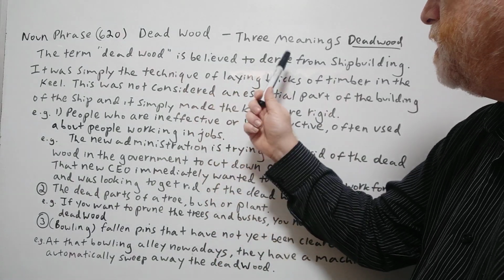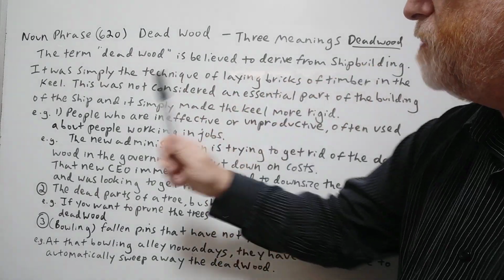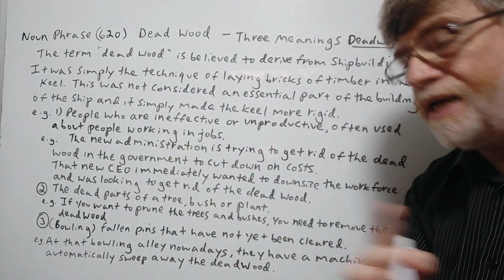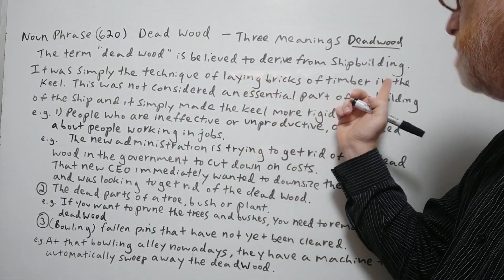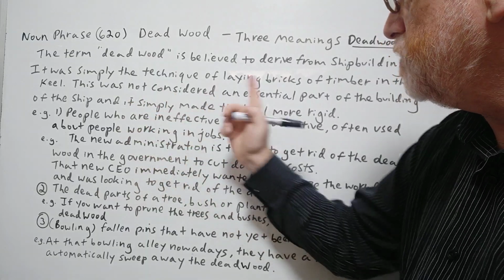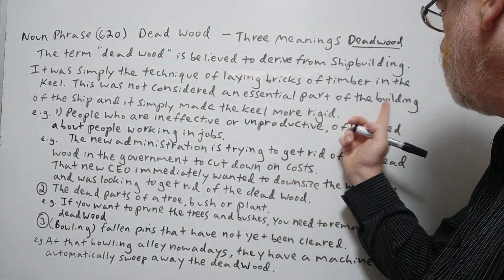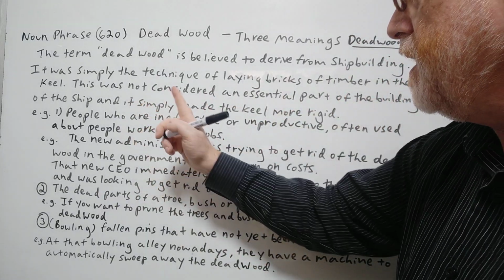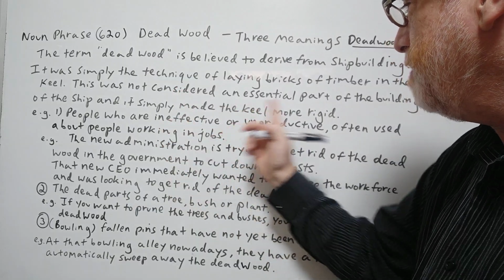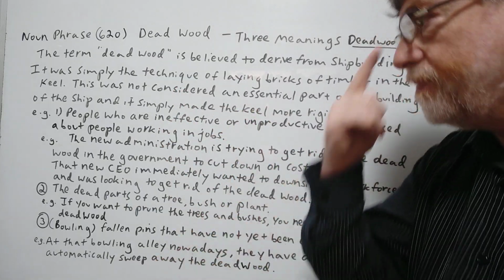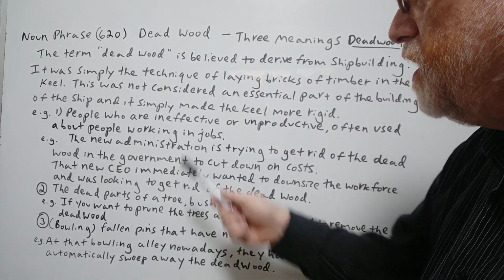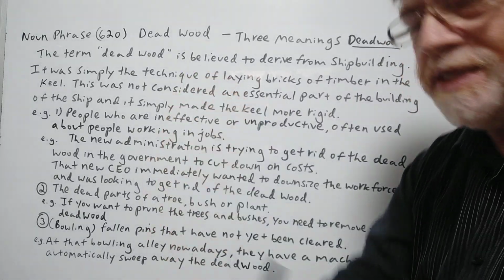The term Deadwood is believed to derive from shipbuilding. It was simply the technique of laying pieces of timber in the keel. This was not considered an essential part of the building of the ship, and it simply made the keel more rigid, so stronger.